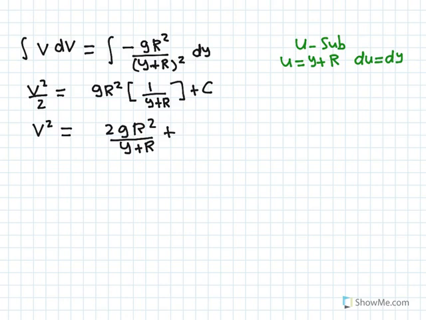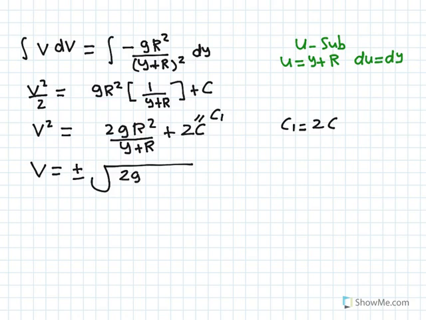Alright, so actually we get 2c. And 2c is just another constant. We'll call it, let's say, c1. Let's write this in. c1 is equal to 2c. And square root both sides so we can solve for velocity. v is equal to plus or minus root of 2g r squared divided by y plus r plus c1.